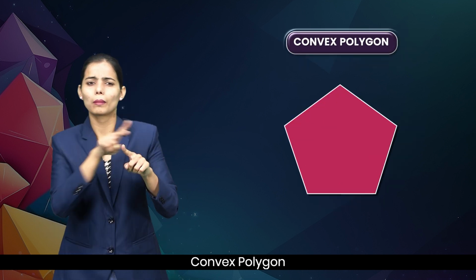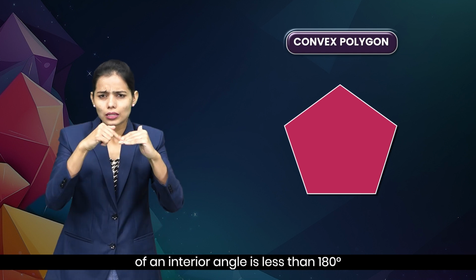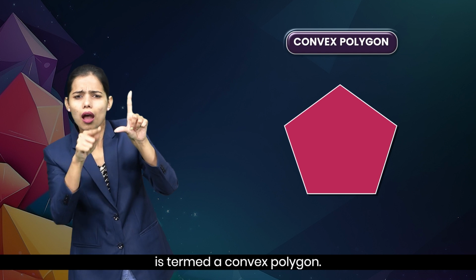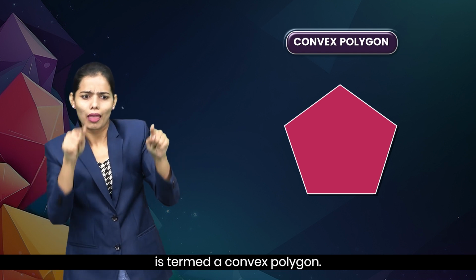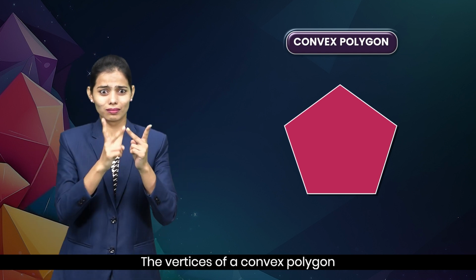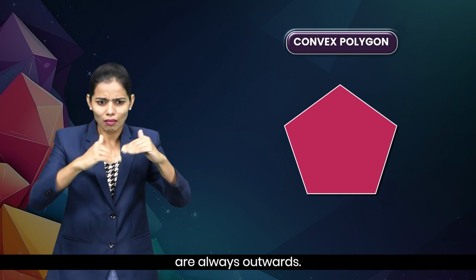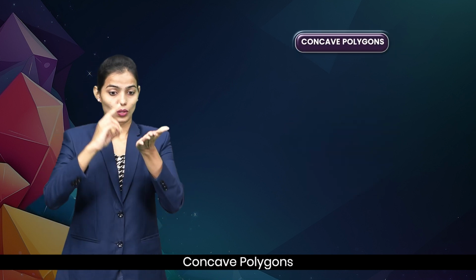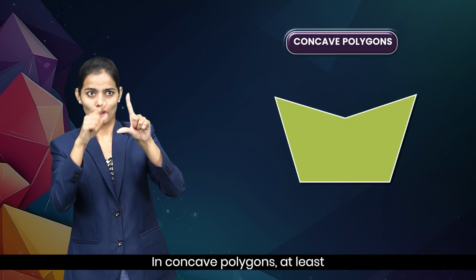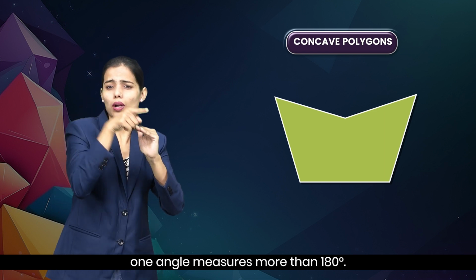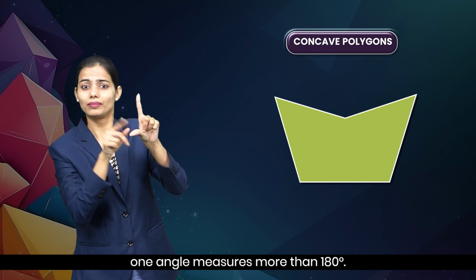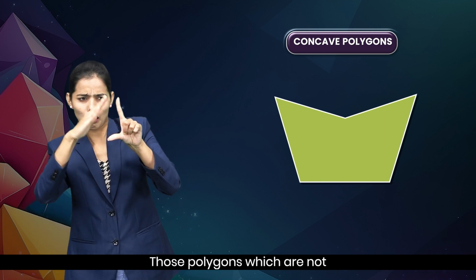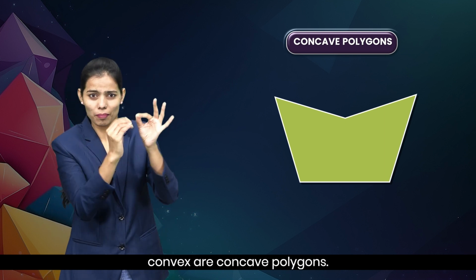Convex polygon. The polygon whose measure of every interior angle is less than 180 degrees is termed a convex polygon. The vertices of a convex polygon always point outwards. Concave polygons. In concave polygons, at least one angle measures more than 180 degrees. Those polygons which are not convex are concave polygons.